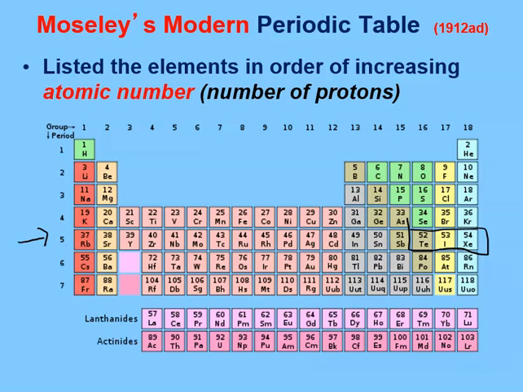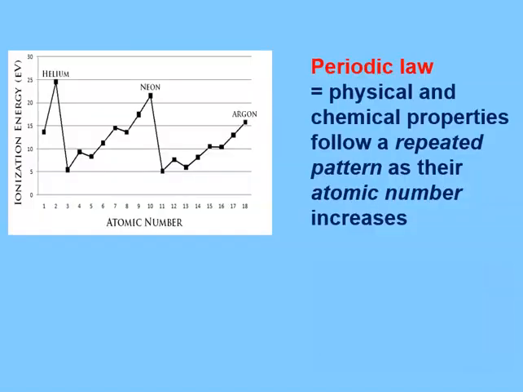Look at this. When we list the elements in order of increasing atomic number, the issue with iodine is remedied. We can see that iodine can still be in the same group as bromine and chlorine and fluorine because we are listing the elements now in the modern periodic table. We list the elements in order of increasing atomic number, the number of protons, not atomic mass, which is the total mass of the atom. So let's look at what this looks like when we graph the properties.